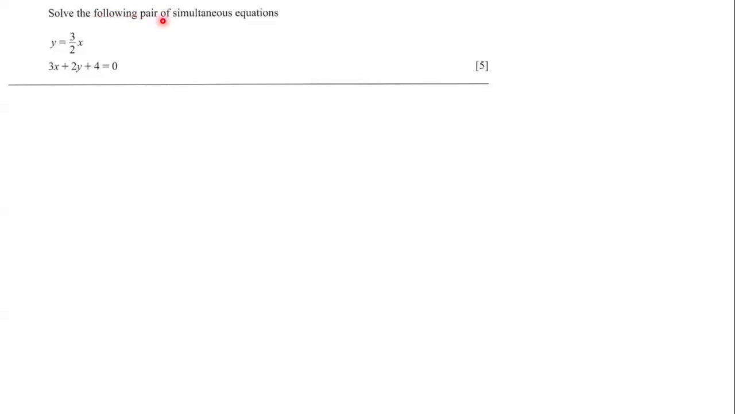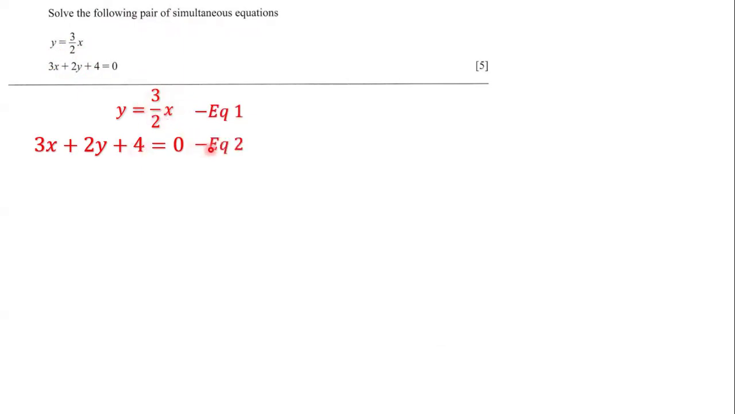Solve the following pair of simultaneous equations. Notice that we have y is equal to 3 over 2x, and the next equation is 3x plus 2y plus 4 equals 0. We're going to label this equation 1, and we're going to label this equation 2.